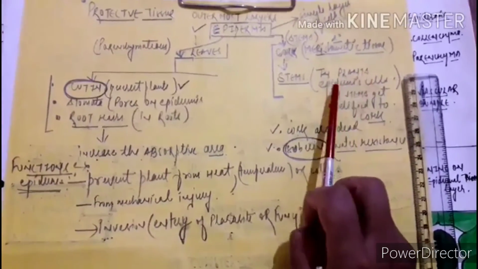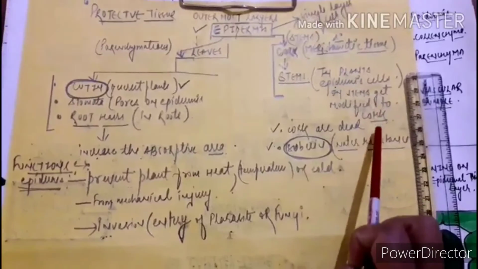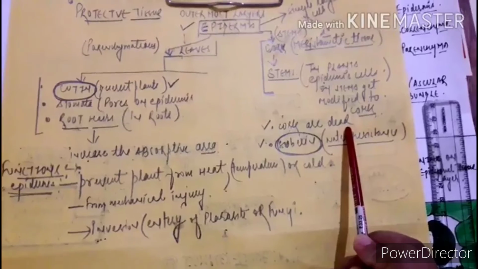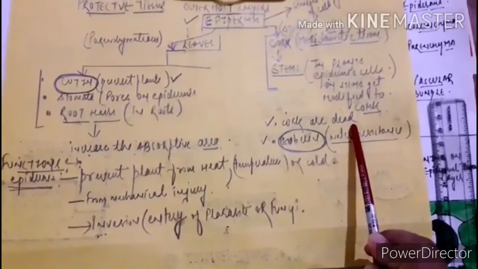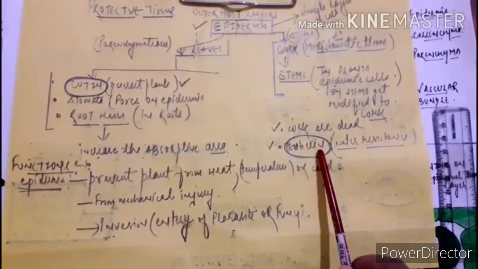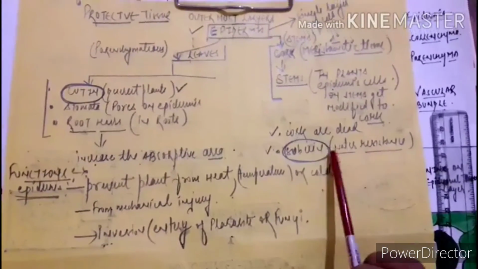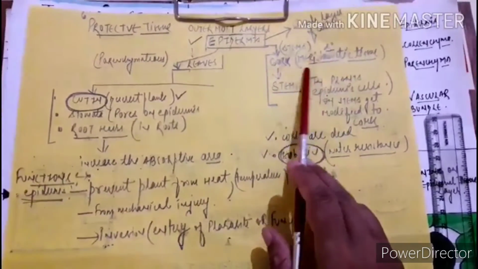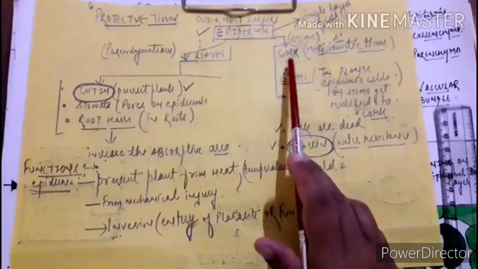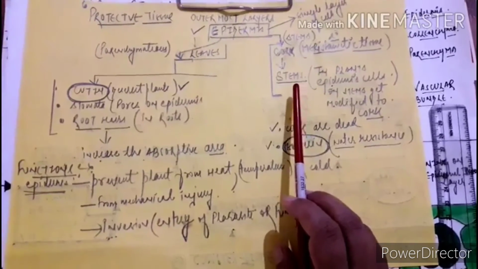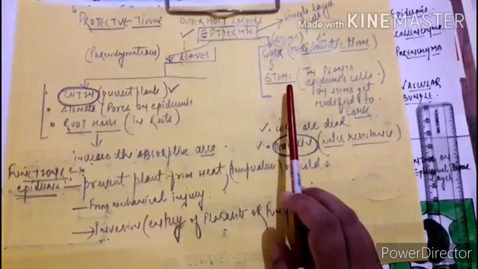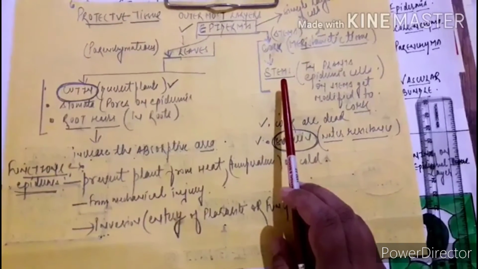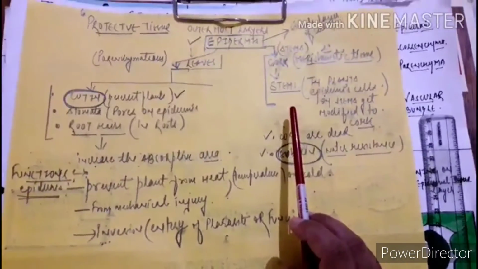So in plants, epidermal cells on the stems get modified to cork, and cork is a dead tissue, and there is a deposition of a particular kind of substance in these tissues, that is suberin. Suberin is a kind of water-resistant substance which gets deposited in this secondary meristematic tissue that became cork. So it protects the stem of woody plants from outside temperature, and from parasitic or fungal attack. It is solely protective in function.